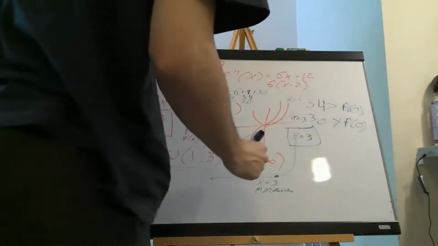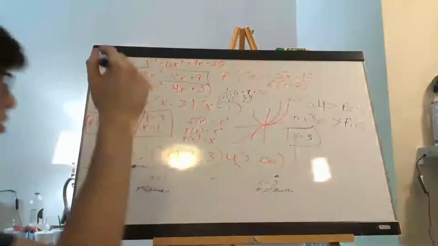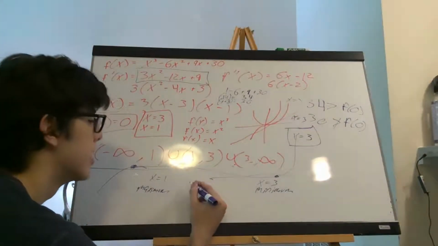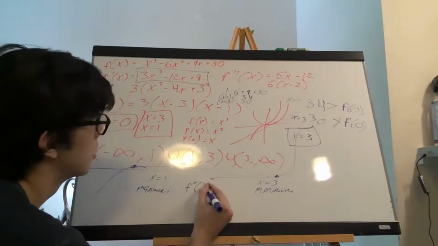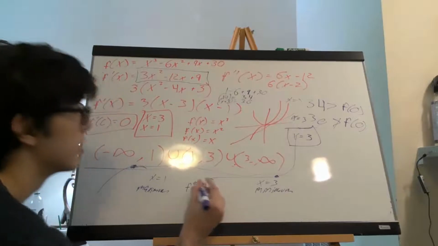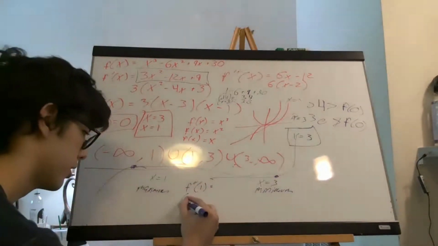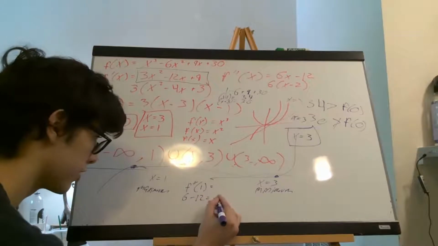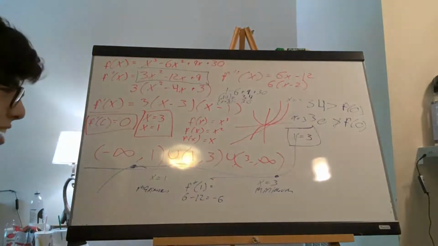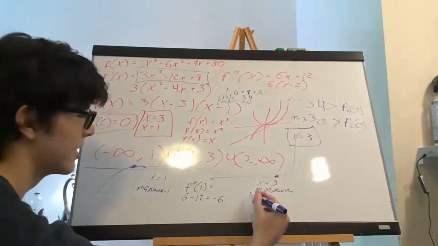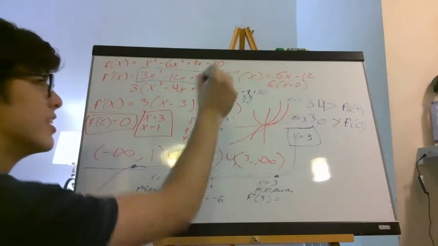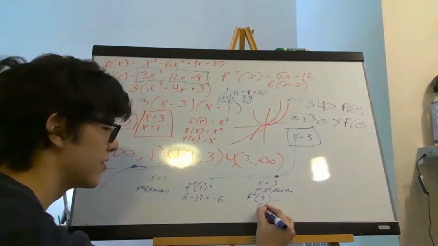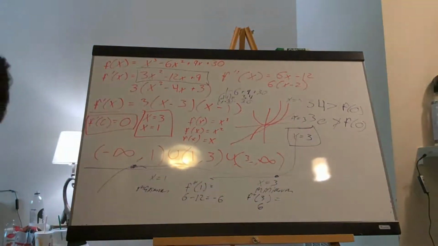So let's test it again with the second derivative. So we got f double prime of 1 is equal to 6 minus 12, which is negative 6. Oh my gosh, this is so much nicer. And then f double prime of 3 is equal to 18 minus 12, so it's positive 6. So now let's see.